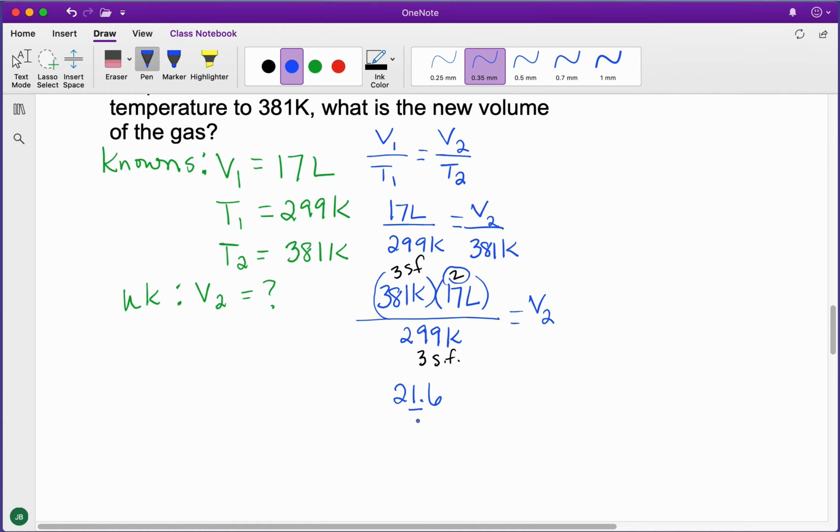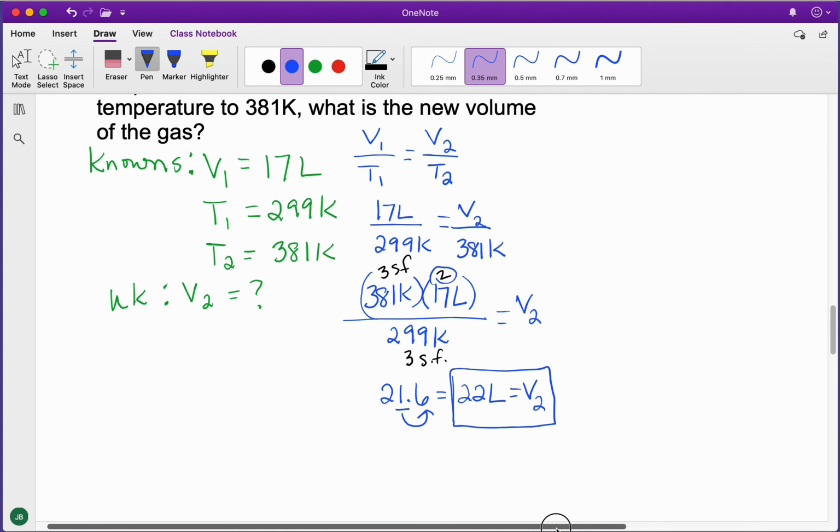Once again, we're going to underline our second significant figure, look behind. That 6 is going to increase the 1, so that's going to become 22 liters equals your second volume. And as always, I'm going to box my final answer.